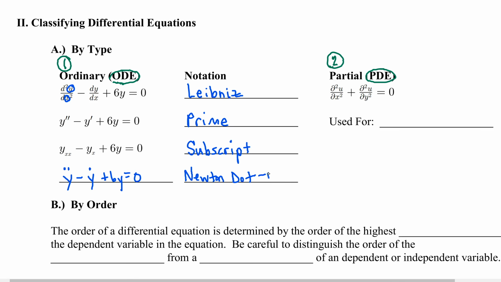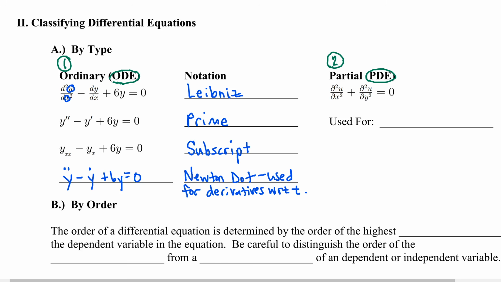This is primarily used for derivatives with respect to time. Now, when you see me write WRT, it means with respect to. So if I'm looking at a time derivative, maybe something like velocity or acceleration, and I use the dot notation, again, it represents derivatives with respect to time. Very useful in a physics application.